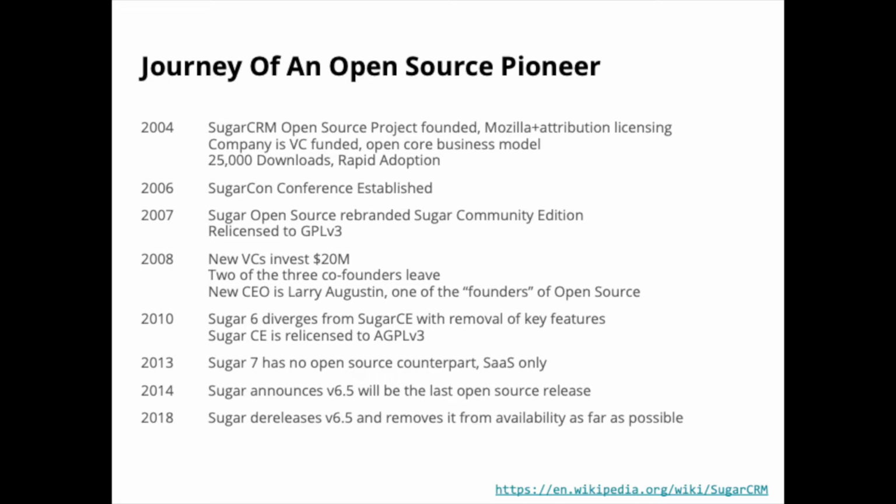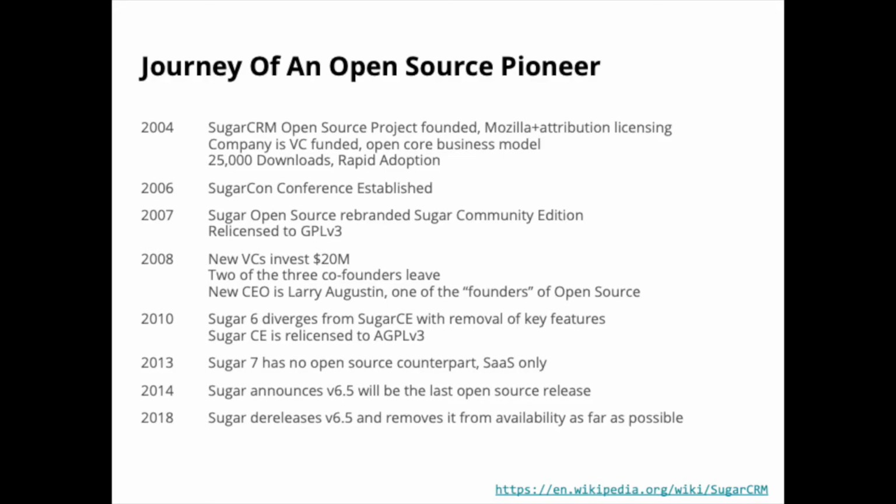The company was VC funded. They had about £2 million fed into the company from a friend, and they used what you might call an open core business model, adding commercial capabilities to their subscribers' software that weren't available in the open source version. The open source version was called Sugar Open Source, and it was very popular indeed, very rapidly adopted. There were 25,000 downloads in the first year, and it was very widely used, particularly for small or smaller nonprofits.